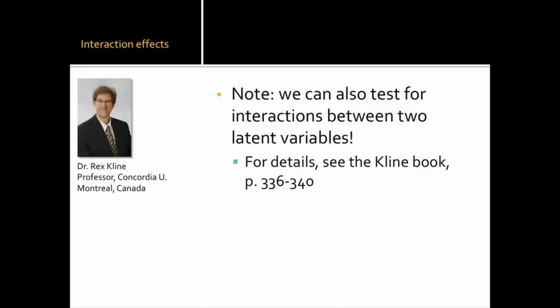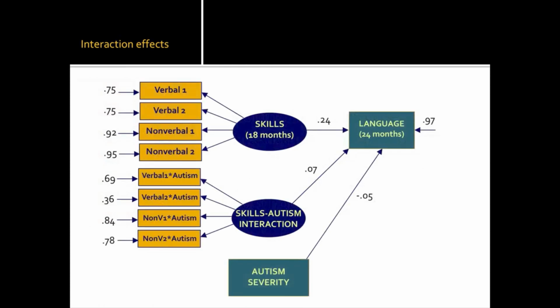Okay, so in conclusion, the first thing that we did was we tested for an interaction between a latent variable and a measured variable. The second thing is that we can also test for interactions between two latent variables. So suppose you go back here and suppose in this case we had autism severity as a latent variable with multiple indicators. We would then center those indicators and then multiply. It would basically be an expanded version of what I'm showing you here.